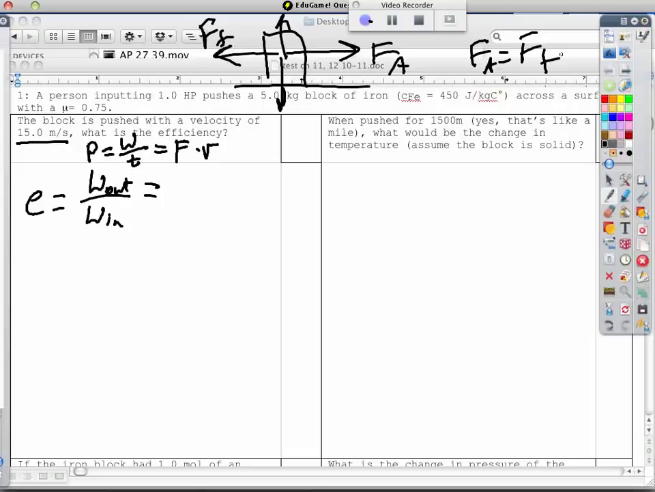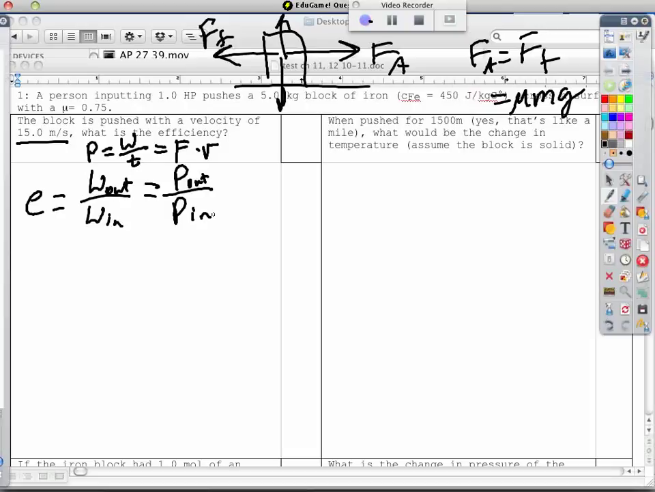And what is FF for something on a horizontal surface? There you go. Mu mg. Mu Fn, which becomes mu Fg, which is mu mg. So very good. So from that, what we're going to get up here is the work out. And does it make sense to you that if I have power out over power in, that's exactly the same number?